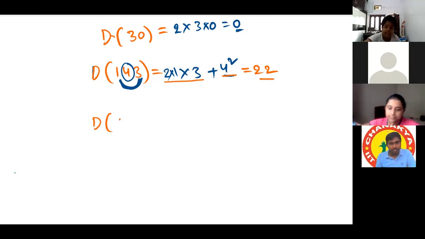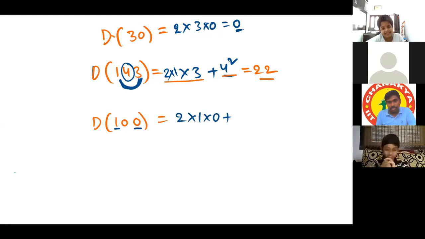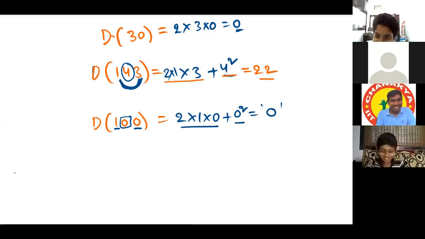Sir, can we get an exercise? What is the duplex of 100 by this method? The duplex of 100: 2 into 1 into 0 is 0, plus 0 square, and 0 square is 0. This is 0 and this is also 0. It's going to be a big 0. Okay, it's the biggest.